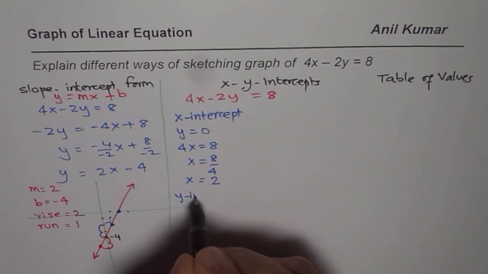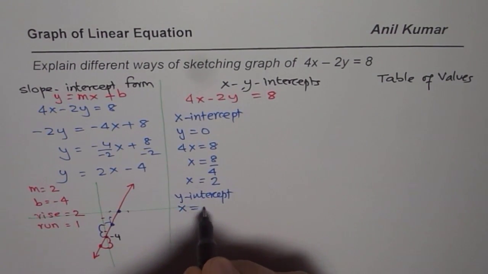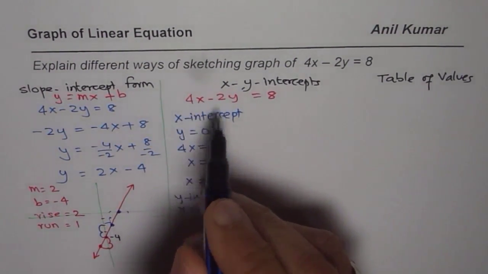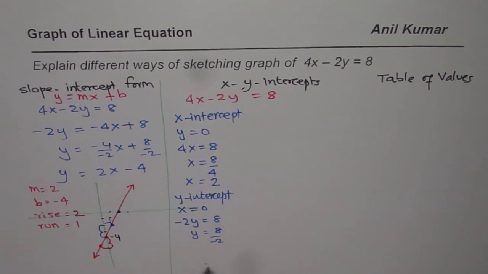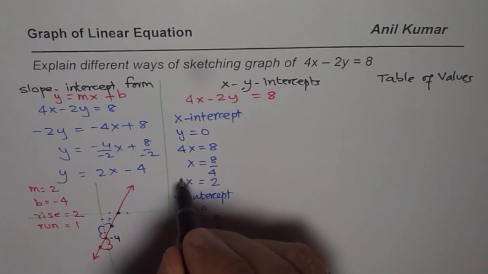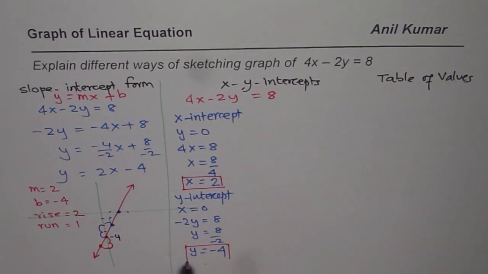Now let's find the y-intercept. The y-intercept is when x equals 0, right? So if I put x equals 0, I get minus 2y equals 8. So I get y equals 8 divided by minus 2, and that gives me y equals minus 4. So we get both the values, right? The x-intercept is x equals 2, the y-intercept is y equals minus 4. Now we can sketch the graph. How?